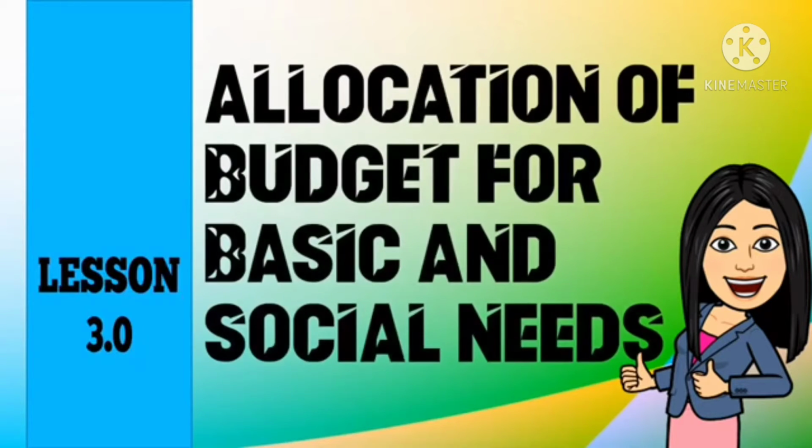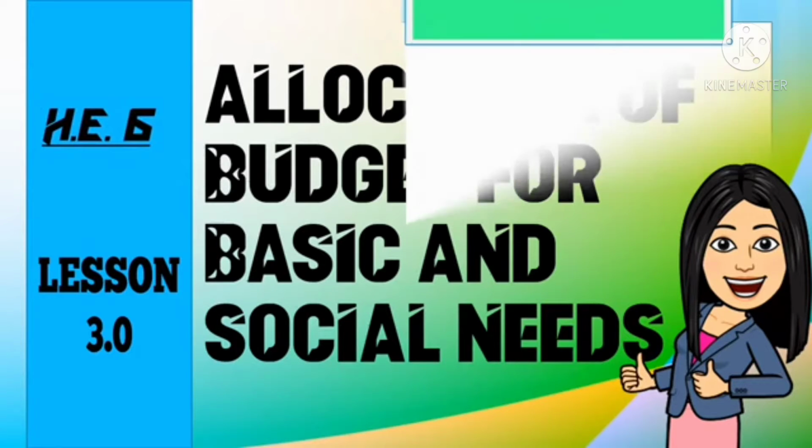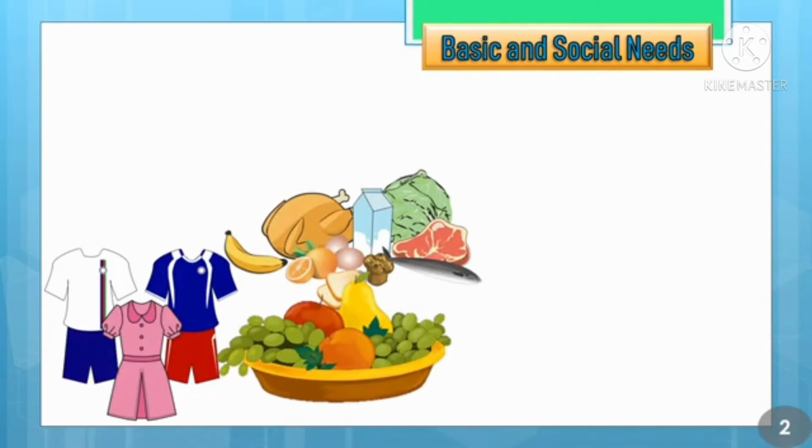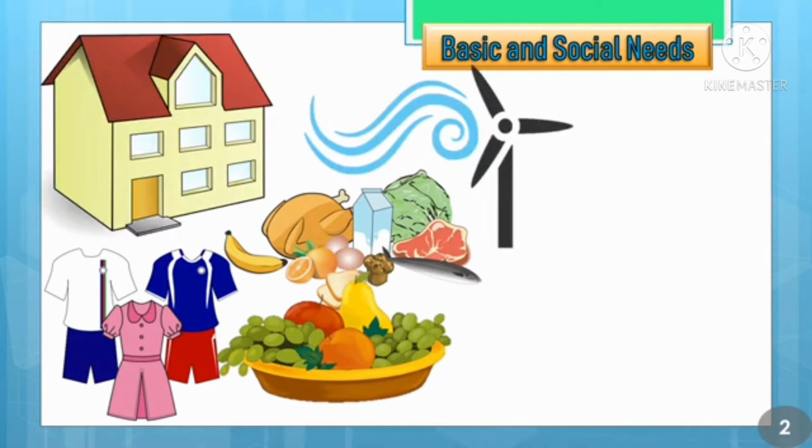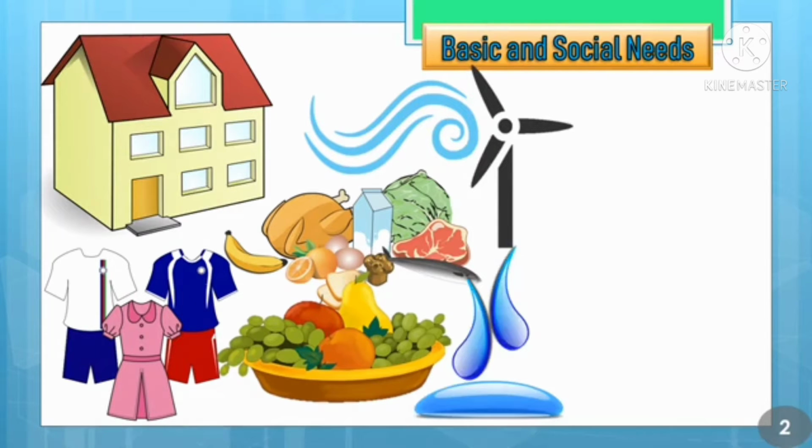Lesson 3. Allocation of budget for basic and social needs. Our needs and wants motivate us to work hard. They encourage and inspire us to get involved in productive endeavors that will help provide not just for the basic needs and social needs of the family, but also to have extra money to indulge in things that we enjoy.